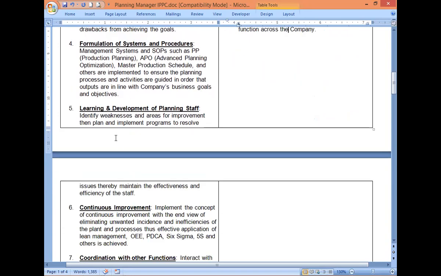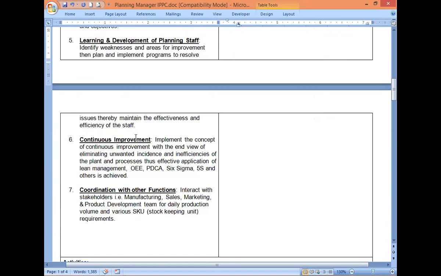This is the learning and development. That's okay. I don't have to read that. We already understand that. Very important is also continuous improvement: implement the concept of continuous improvement with the end view of eliminating unwanted incidents and inefficiencies of the plant and processes, thus effective application of lean management, OEE, PDCA, Six Sigma, 5S, and others is achieved.